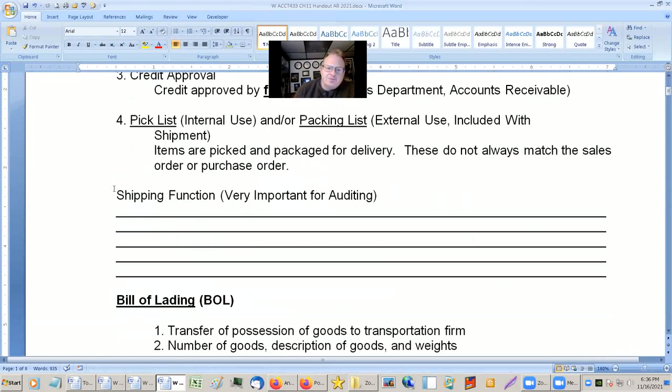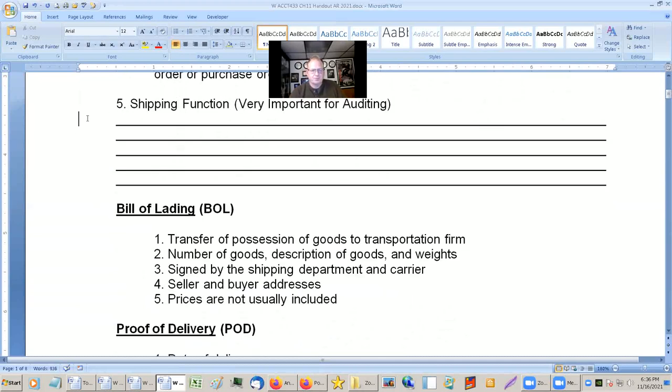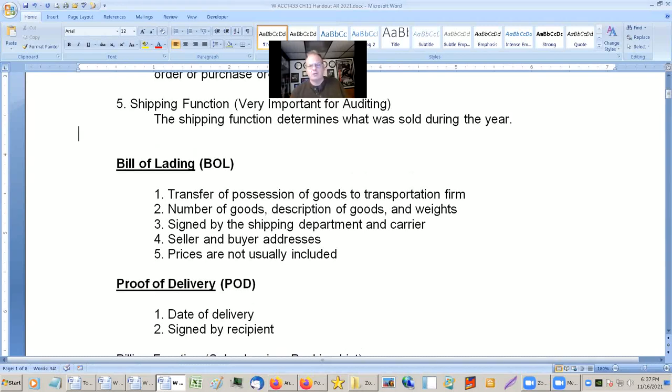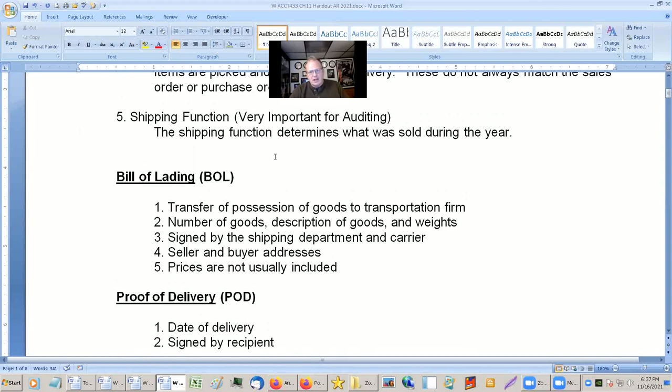Okay, the shipping function. This is key because the shipping function determines what was sold during the year. So you'll have a cutoff. Actually, we'll do that hopefully tonight. A cutoff for the shipping to see what was actually sold during the year. So this is a very important function. Those things that are shipped out are sold. Things that are not shipped are generally not sold.